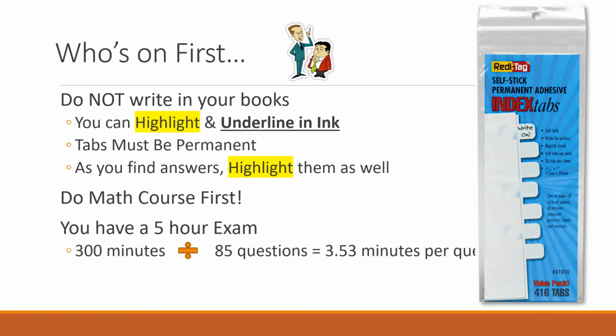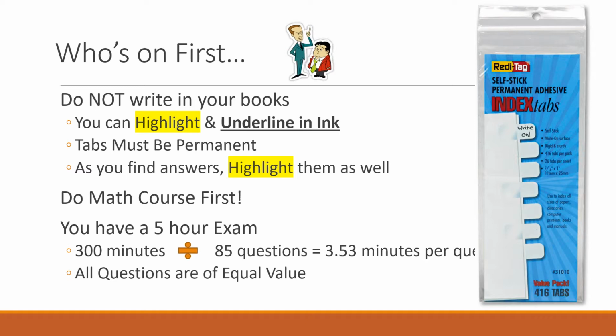So 300 minutes, which is 5 hours, 5 times 60 is 300. Divide that by the number of questions you have on your exam. And again, 85 for the commercial and residential pool builders. If you're a pool service, just take 65, or 300 divided by 65, and that'll give you the amount of time per question. But most of us have about 3.53 minutes per question. And that's assuming I don't go to the restroom, I don't get a drink of water, that I'm sitting there testing.